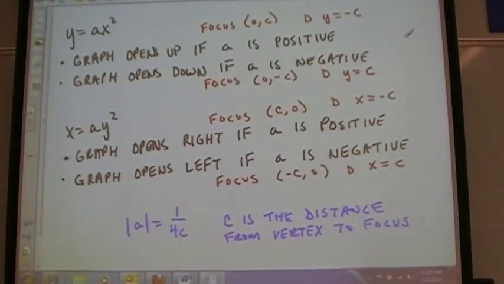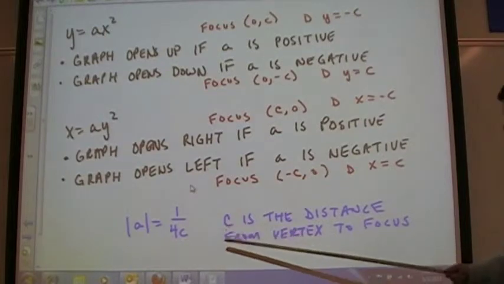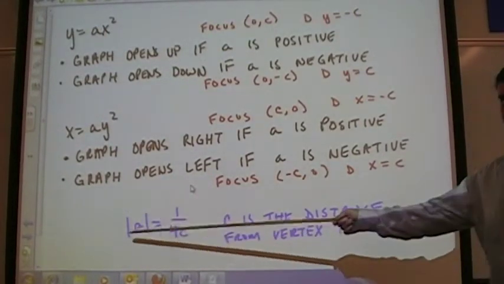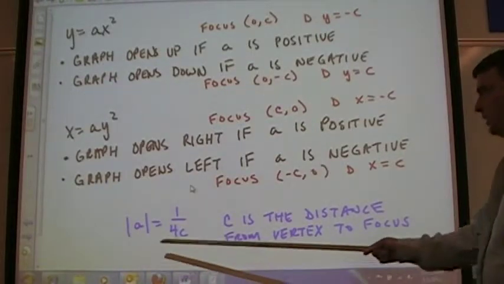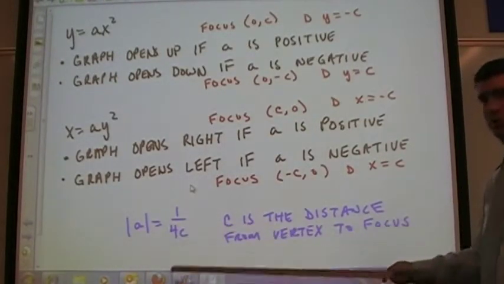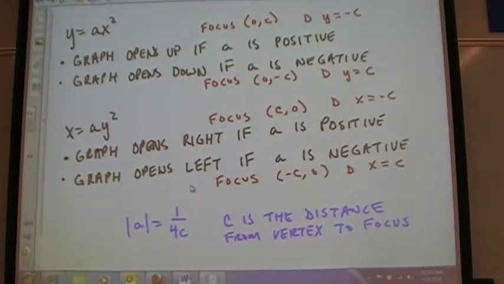All right, down at the bottom, you've got the definition for c. C is representing the distance from the vertex to the focus. And we're going to use this formula to calculate a. A is the number in front of x squared or y squared. We know that the absolute value of a equals 1 over 4c. All right? We need to use all of these rules in the next example. Ready?